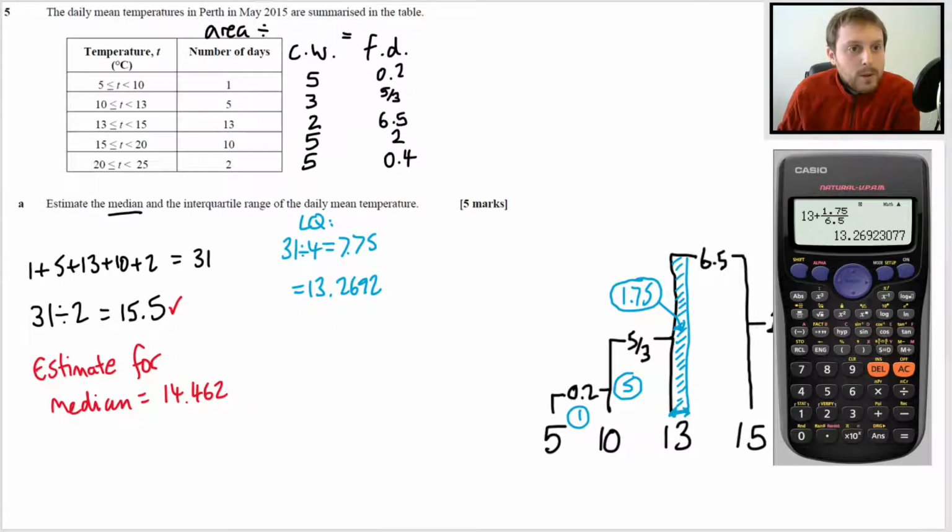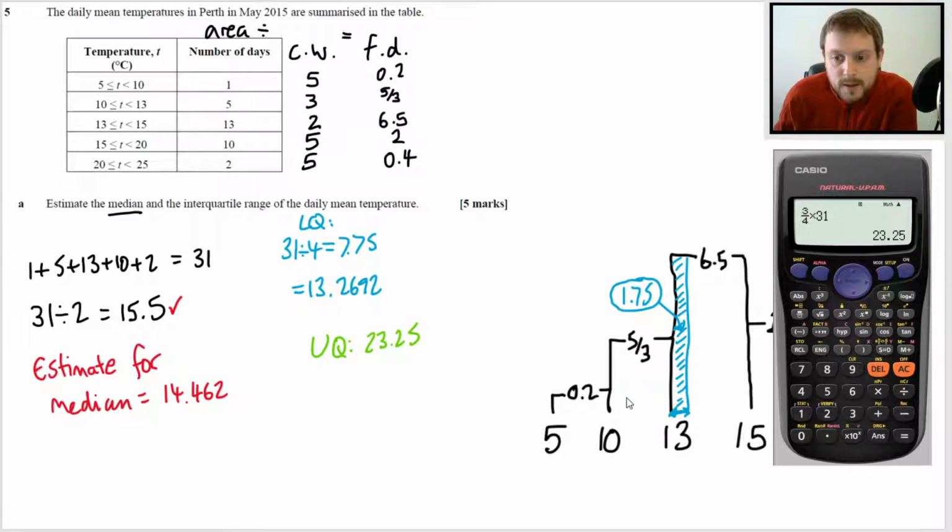Right, upper quartile. So we need 3/4 of 31 this time, which is 23.25. Now we need to be careful. So now, what I can do is actually get rid of this. What you've got to imagine is your worst case scenario is you sketch this histogram 3 times. But it didn't take long to sketch it. It really does not take long to sketch it.